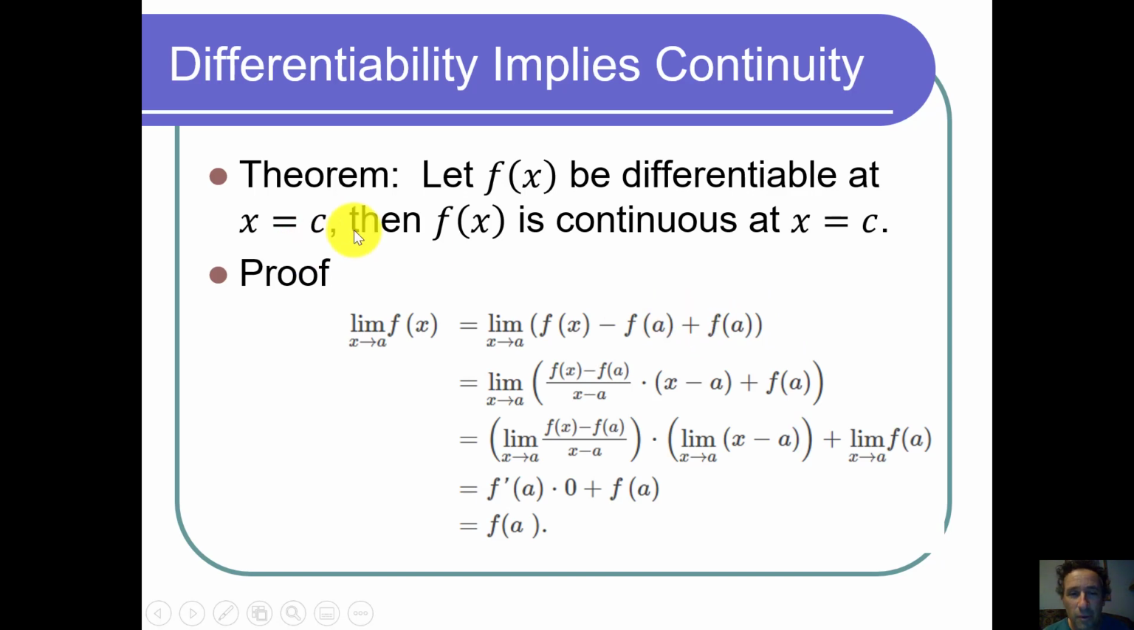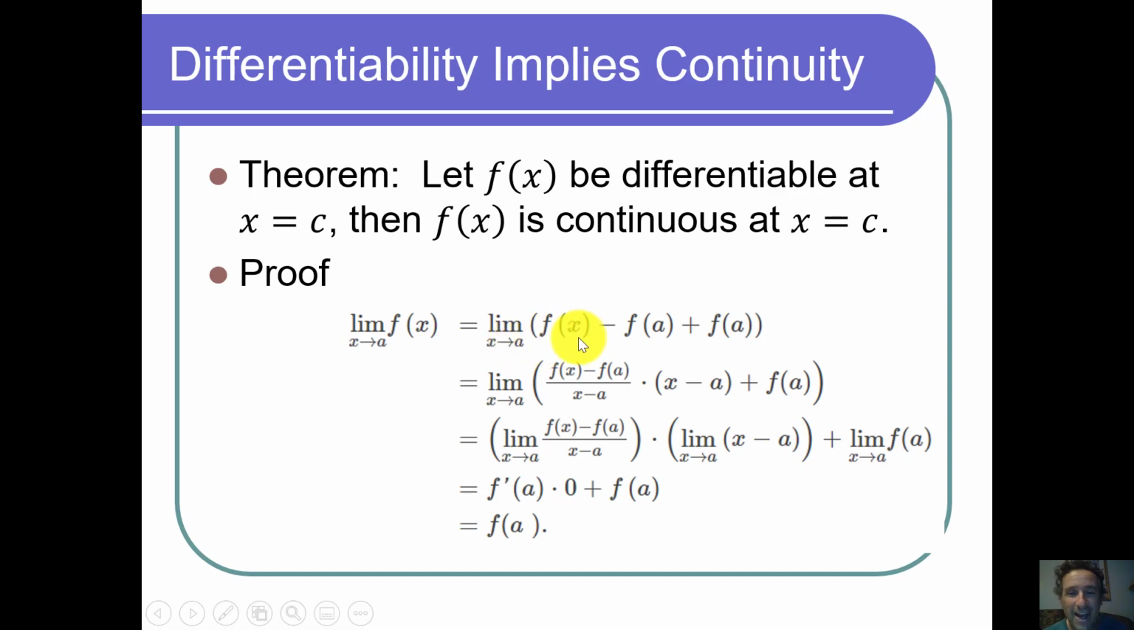So what we want to do is find out first, if you have a differentiable function, does it even have a limit? Because to be continuous, you have to have a limit. So let's take the limit as x goes to a of f of x. And that limit can be rewritten, and this is kind of tricky.